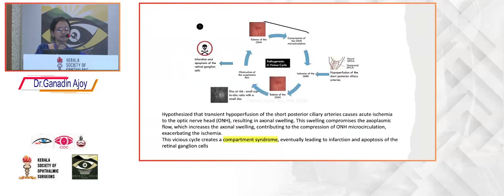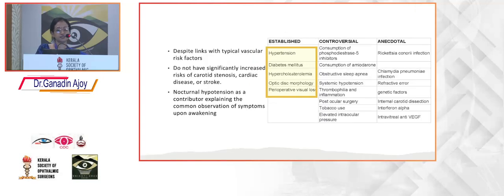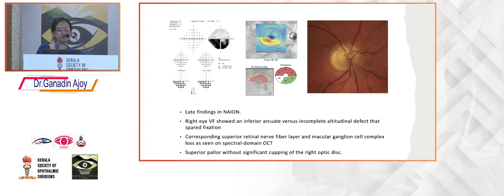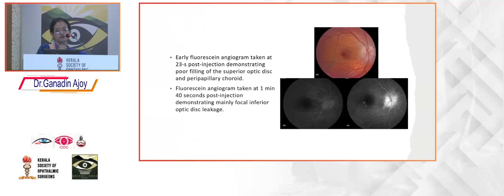So it is basically a compartment syndrome where the ischemia of the ONH from the hypoperfusion leads to edema, obstructs axoplasmic flow, again leads to edema, and then causes further compression of the circulation. It's a vicious cycle. The established risk factors are hypertension, diabetes, hypercholesteremia, optic disc morphology, and perioperative visual loss. And the late findings include disc pallor and corresponding nerve fiber thinning and macular ganglion cell loss. This is seen on OCT. FA shows initially a poor filling of the disc and the peripapillary choroid with late focal leakage.